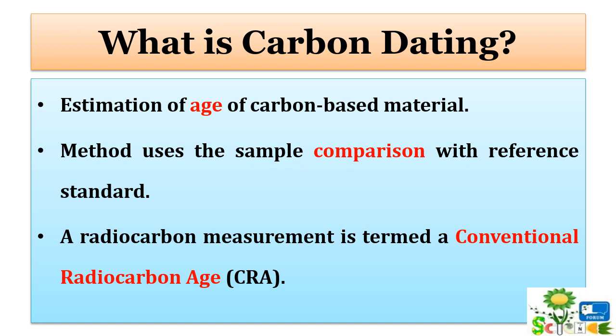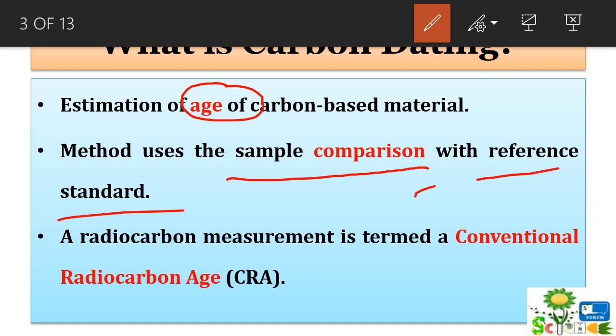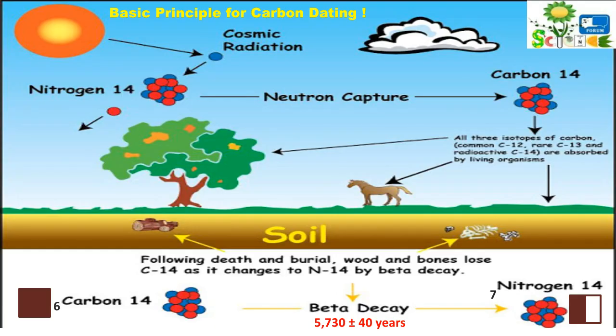Now what actually is carbon dating? It is the process for estimation of the age of carbon based material which is found in fossils or geological artifacts. While doing this process, the sample or fossil material is compared with some reference standards. Another technical term given for carbon dating is the conventional radiocarbon age method. This is a very important diagram for understanding what actually happens and why carbon dating is used.